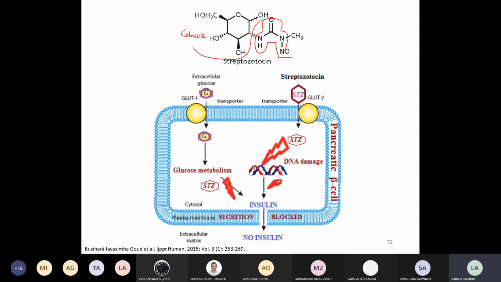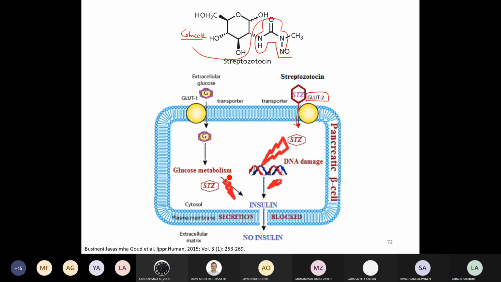If I want an animal model to study anti-diabetic drugs, it is used for that, and it is also used for treating pancreatic cancers. The reason is that, because it has glucose, it is specifically taken up by pancreatic beta cells. On the surface of these cells there are glucose transporters, which streptozotocin can bind to and be selectively taken up to the inside of those beta cells, where it will alkylate the DNA.